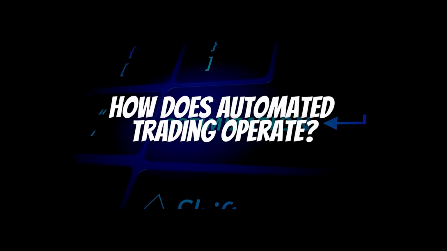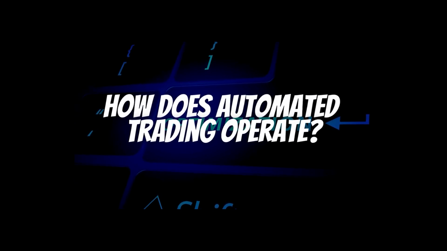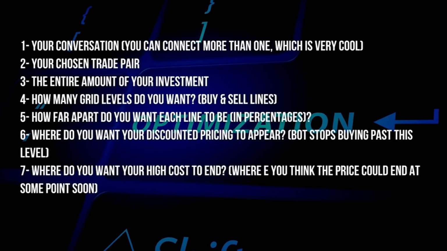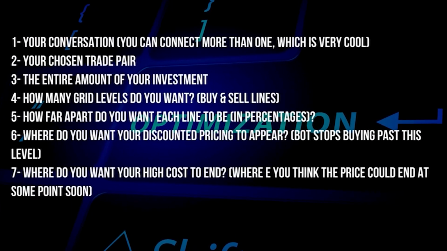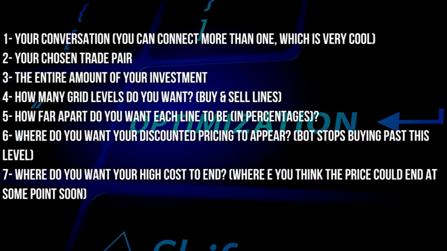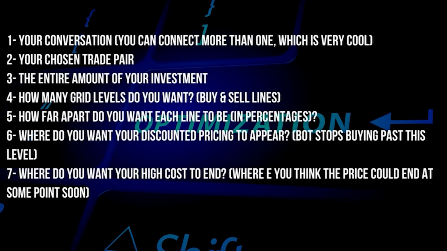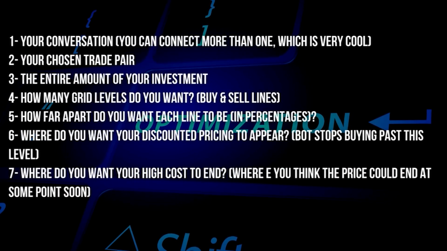Create and configure your bot. When you go to Bitsgap to set up your strategy, the order form will ask you for the following information. Your exchange. You can connect more than one, which is very cool. Your chosen trade pair. The entire amount of your investment. How many grid levels do you want? How far apart do you want each line to be? Where do you want your discounted pricing to appear? And where do you want your high price to end?